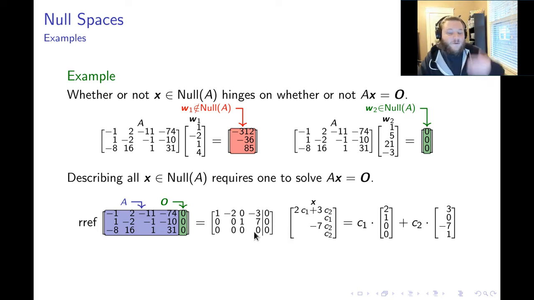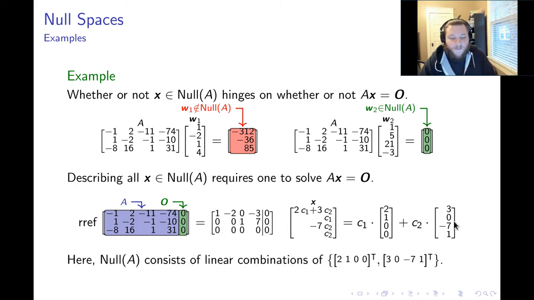When I go through the process of writing the dependent variables in terms of the free variables, what I find is that the vectors that live in the null space of our matrix are exactly all of the linear combinations of the vectors (2, 1, 0, 0) and (3, 0, -7, 1). So here we have an explicit description of all vectors in the null space of a matrix. This problem is significantly harder than simply verifying whether or not something is in the null space.